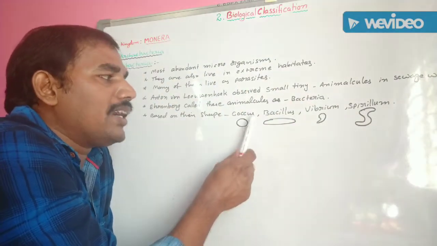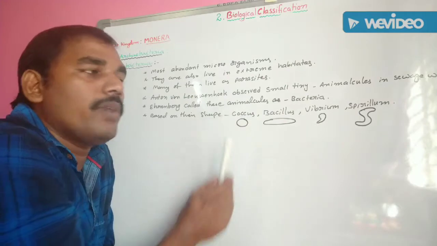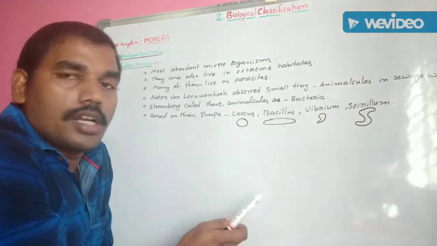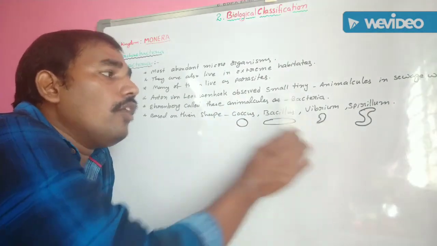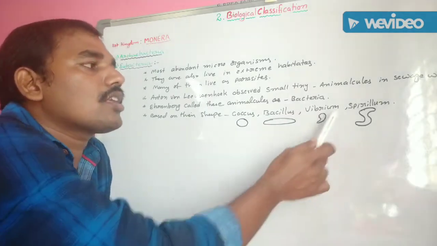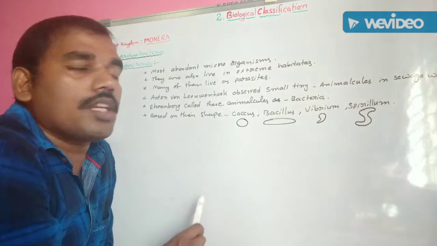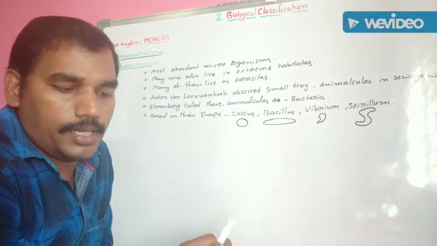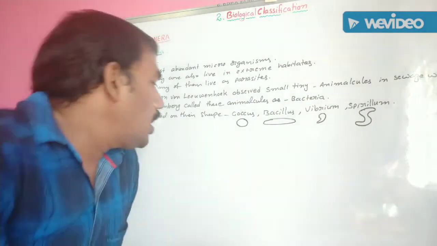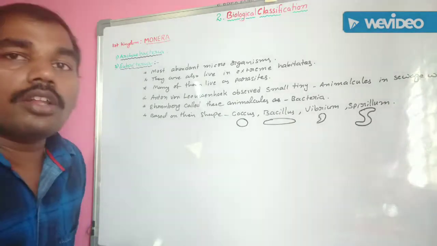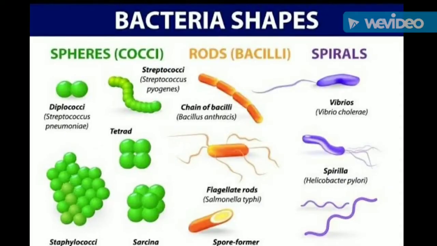First one, round-shaped bacteria are called coccus bacteria. Rod-shaped bacteria are called bacillus bacteria. And half helical or comma-shaped bacteria are called vibrio. And complete helical or spiral bacteria are called spirillum. These are the different types of bacteria on the basis of their shape.